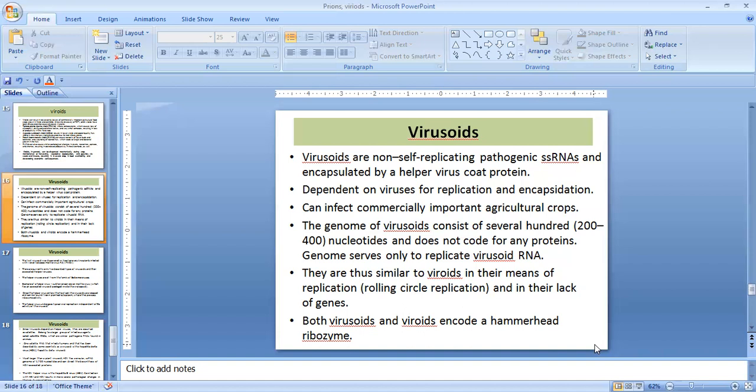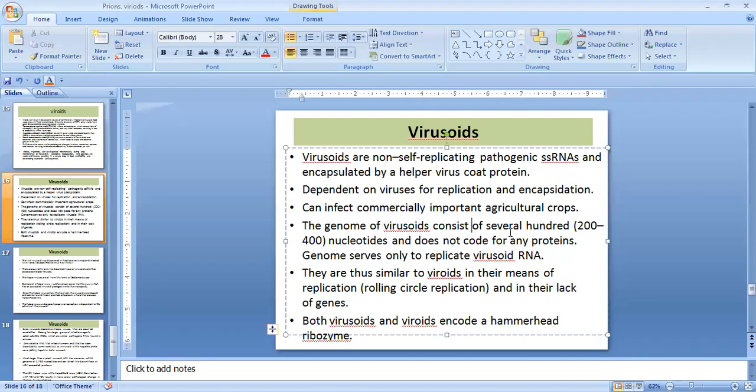Since virusoids are non-self-replicating, they depend on the helper virus coat protein to replicate. That is how they replicate. They can infect commercially important agricultural crops. The genome of virusoids consists of several hundred nucleotides, for example about 200 to 400 nucleotides, and does not code for any protein. The genome serves only to replicate the virusoid RNA.